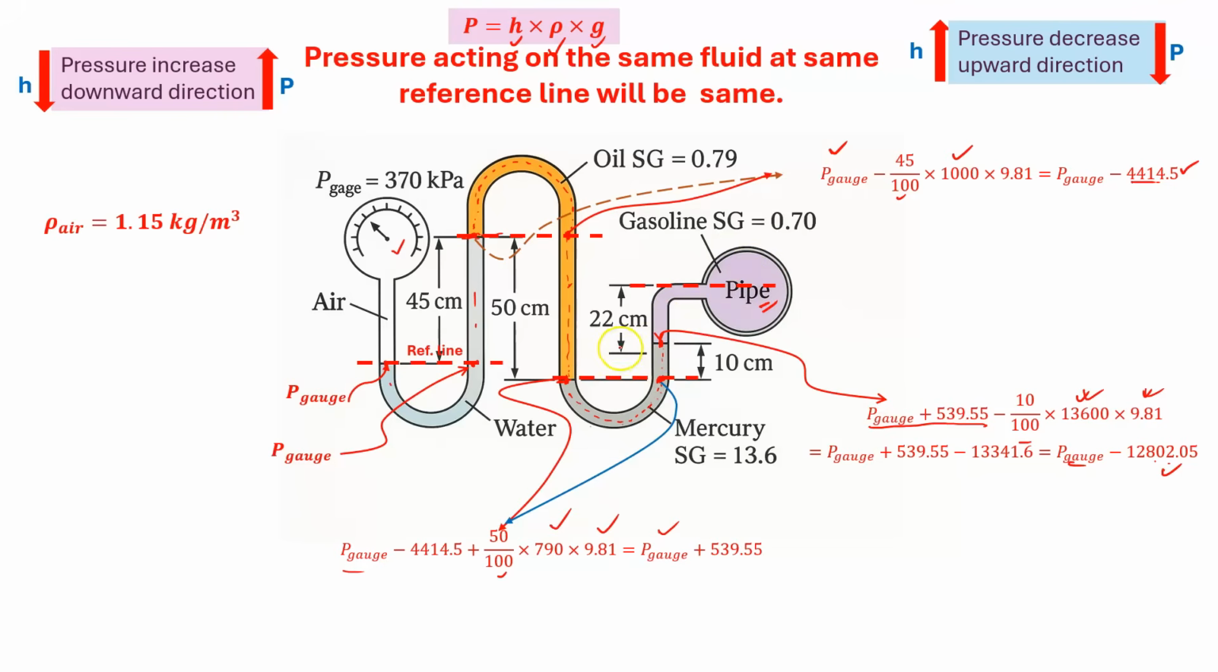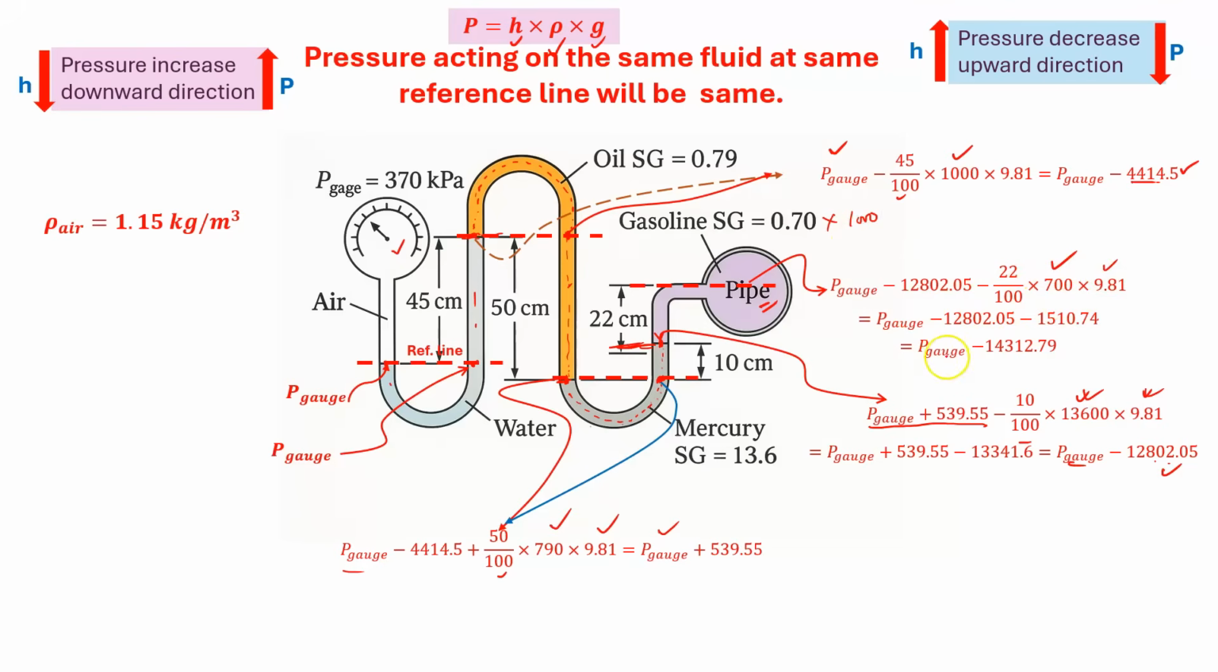that height, actually this should be here. Okay, so that is 22 centimeter. Now we can easily calculate that. We are going upward, so again the pressure will decrease, so that will be P gauge minus 12802.05 minus 22, meaning the height is 22 by 100, times 700, because the gasoline in the pipeline has specific gravity given as 0.70. We have to multiply by 1000 for the density, times g, which is 9.81.